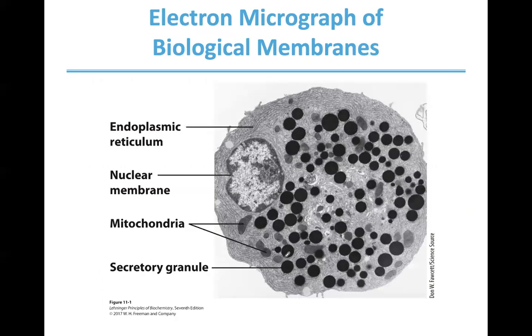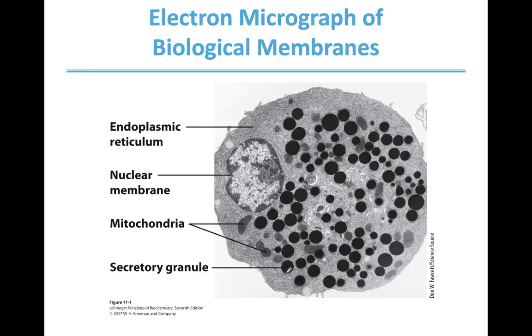You can see here the electron micrograph of a cell, and it's full of different types of biological membranes. For example, in these ones you can see these wavy lines. These are membranes of the endoplasmic reticulum. Here, this is the nucleus. The nucleus has its own membrane to keep all the chromosomes inside. Mitochondria have their own membranes, and various secretory granules also.